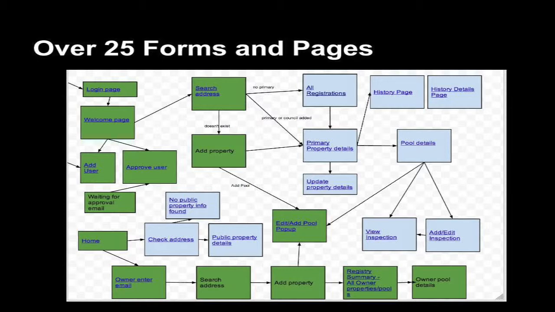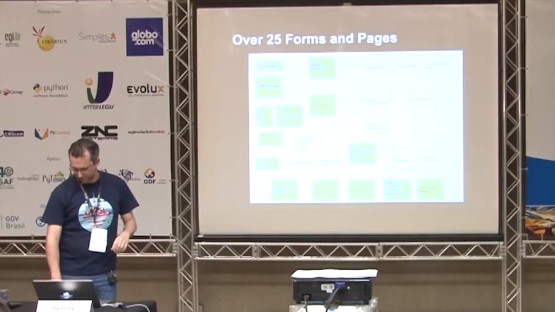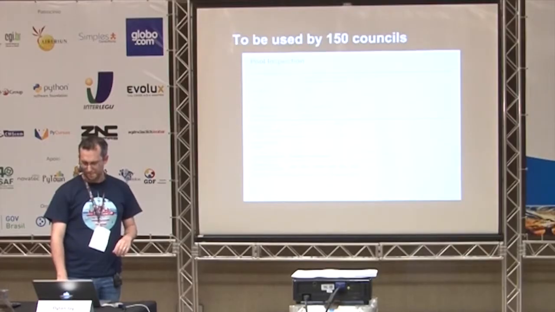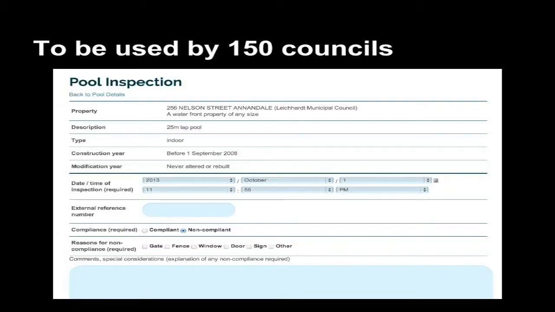This is kind of cool. This is using Go Mockingbird behind that. This is a Google chart, but you click through to each of those. We mocked up the UI for each of the different forms and got them signed off that way. So it's used by 150 councils in New South Wales.